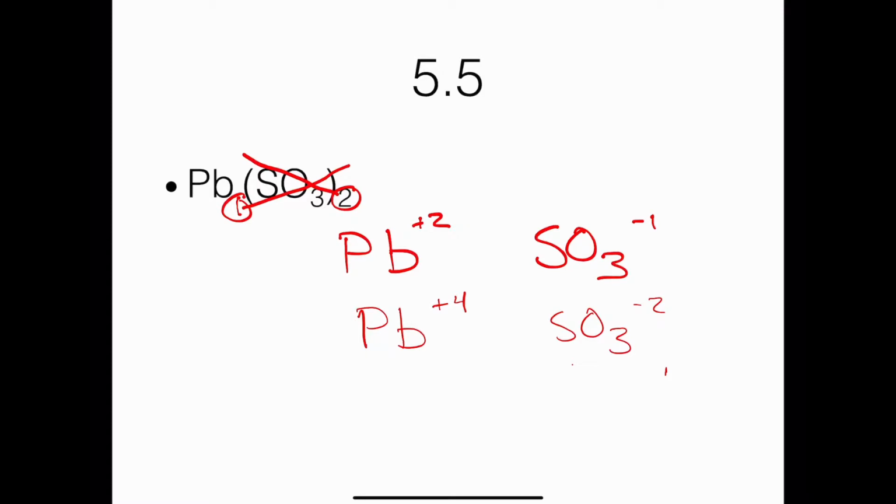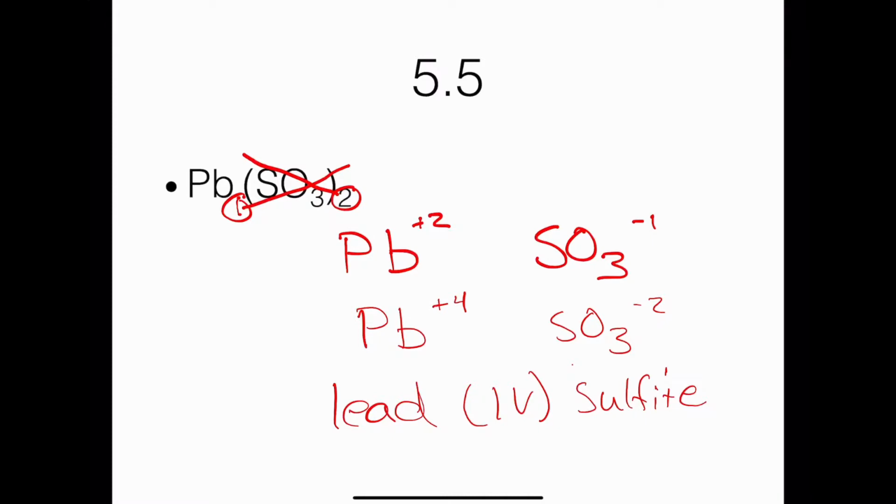So the name of this compound, remember, is lead. We name our cation first. Lead is a type 2 cation, meaning it can have multiple charges. The charge on this version of lead is IV, or 4, and our anion is sulfite. Lead 4 sulfite is the name of our compound.